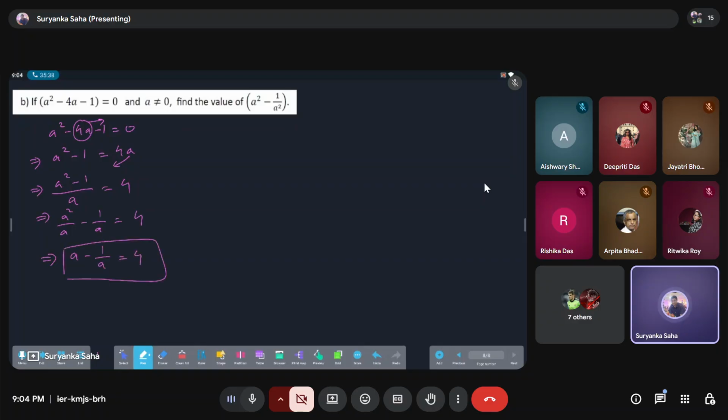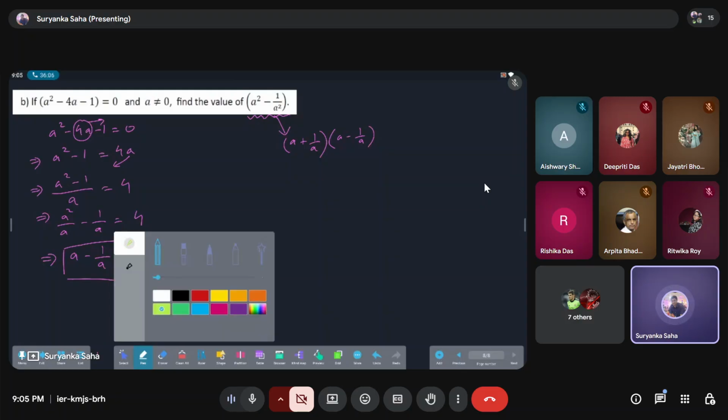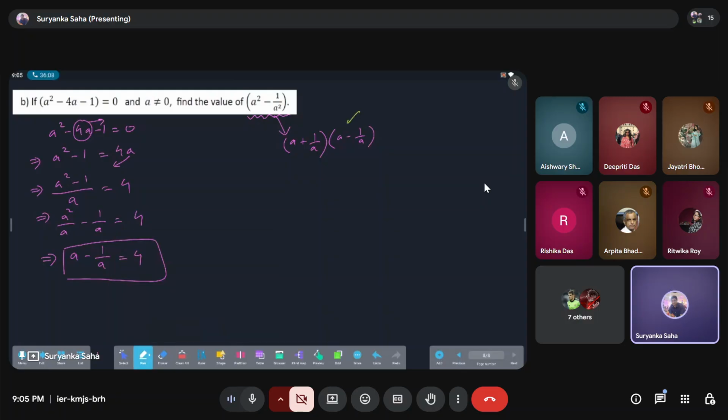We need to find a square minus 1 by a square. It is basically a square minus b square, you see. For this you need a plus 1 by a, because this is a square minus 1 by a square, na. Basically the a square minus b square formula is a plus b into a minus b. Understood? a square minus 1 by a square means a plus 1 by a into a minus 1 by a. We already got a minus 1 by a. We only need this, isn't it? So how to get a plus 1 by a from a minus 1 by a?